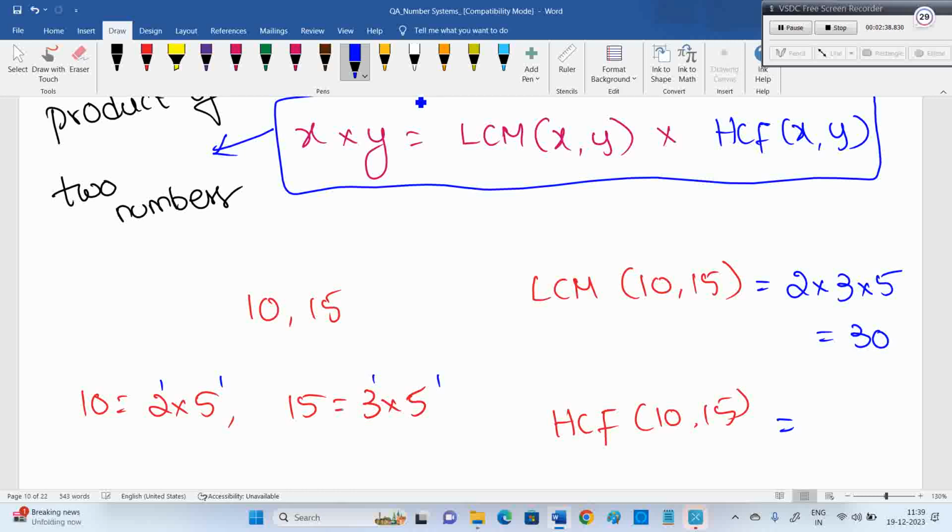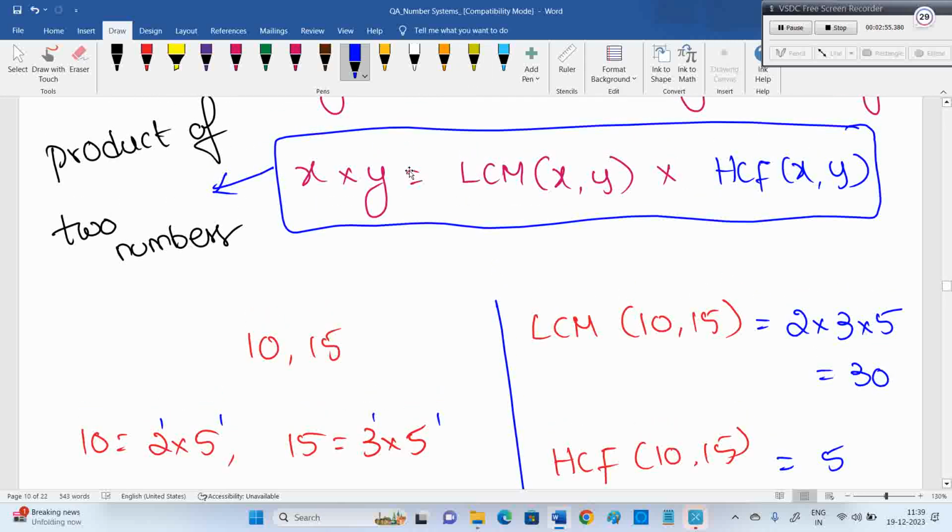How to get HCF? Take the common prime number in the numbers. So what is the common prime number? 5. The least power is nothing but 1 only. We have 5 power 1 only. So now what is 10 into 15? What is my property? Product of two numbers must be equal to the LCM and HCF product. The two numbers are 10 into 15, which is 150. And what is the LCM here? 30. HCF is 5. 30 into 5 is also 150.